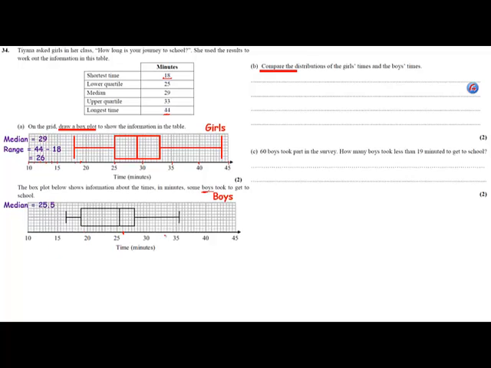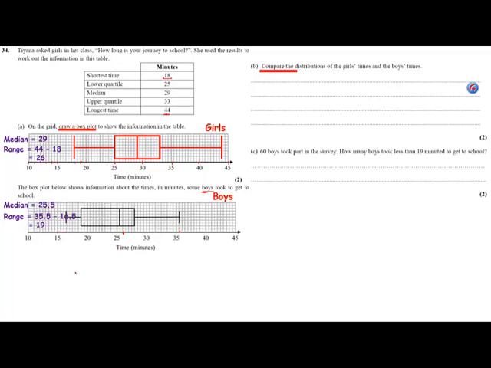For boys, their largest value is just 1 square after 35, so it's going to be 35.5. This one here, that's 15, that's 16. It's just 1 square along there, so that's going to be 16.5. So 35.5, take away 16.5. Take your time with that, that's 19.